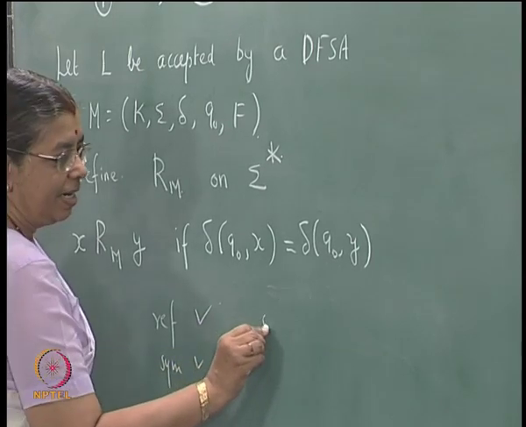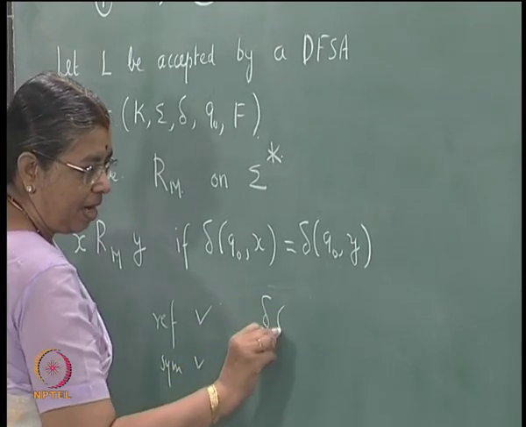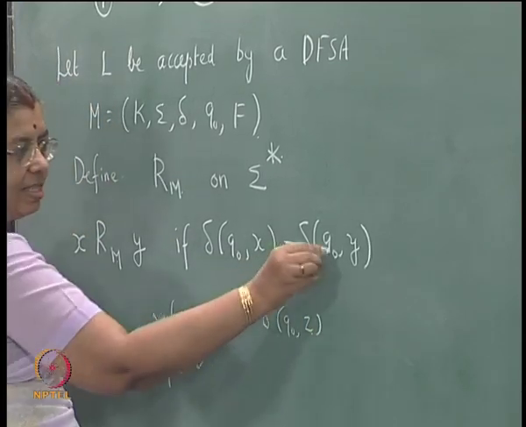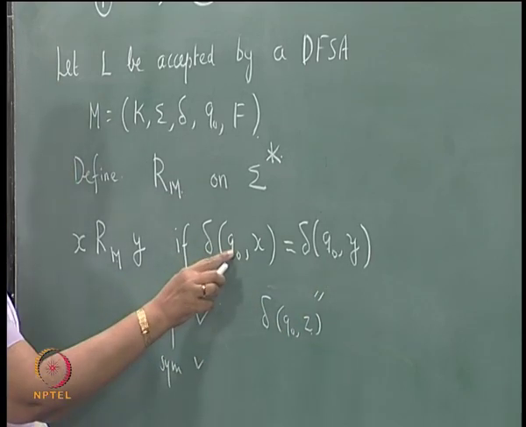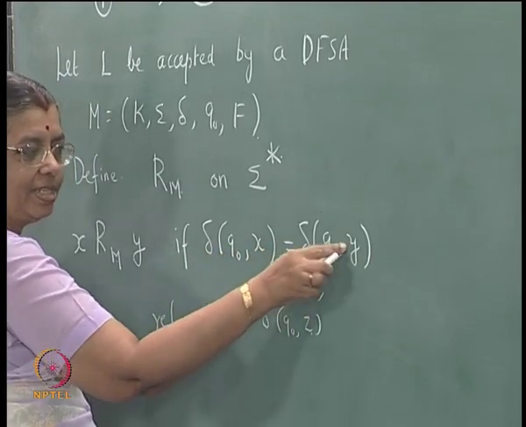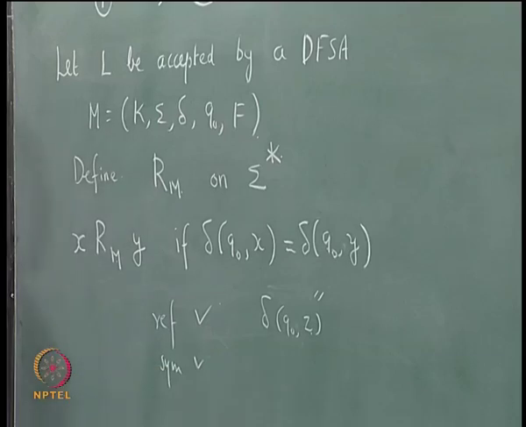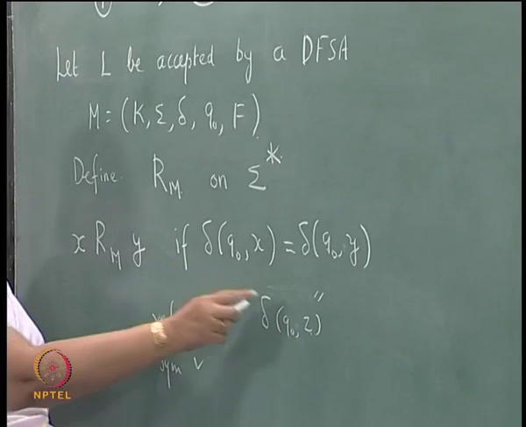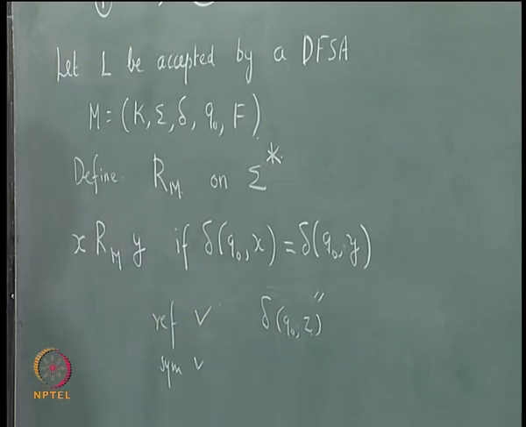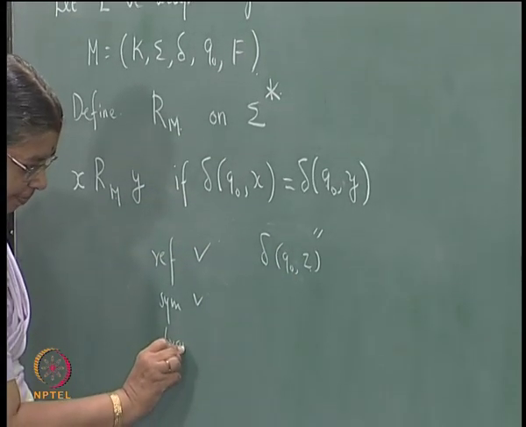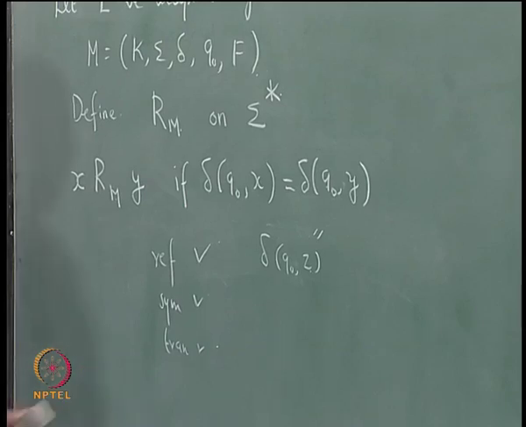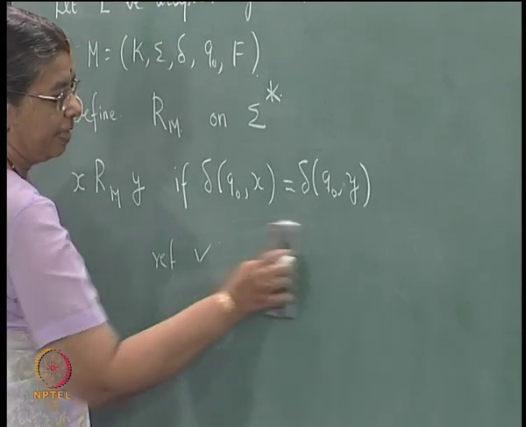If you have a z, delta of Q naught z, if delta of Q naught x is equal to this and this is equal to this, then this will be equal to this. So, if x is related to y and y is related to z, x will be related to z. So, the transitive property is also satisfied, right. So, this is an equivalence relation.